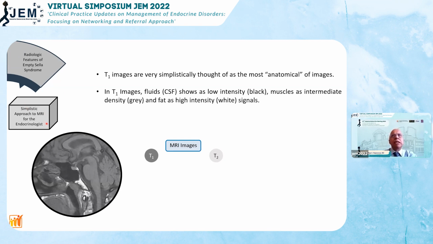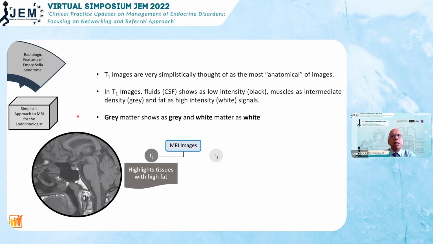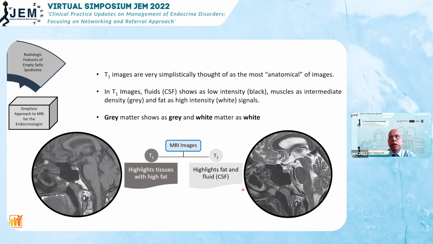And gray matter shows as gray and white matter as white. And it highlights tissues with increased fat. T2 images highlight fat and fluid. So what you see is the pituitary gland here. That's the CSF, and that's the CSF. That's the corpus callosum you see over there.